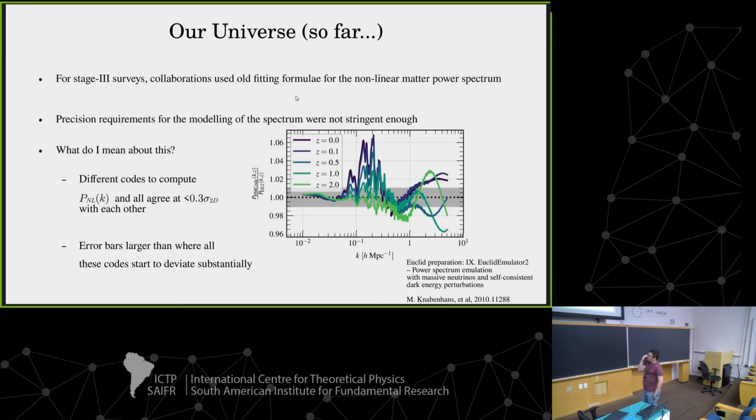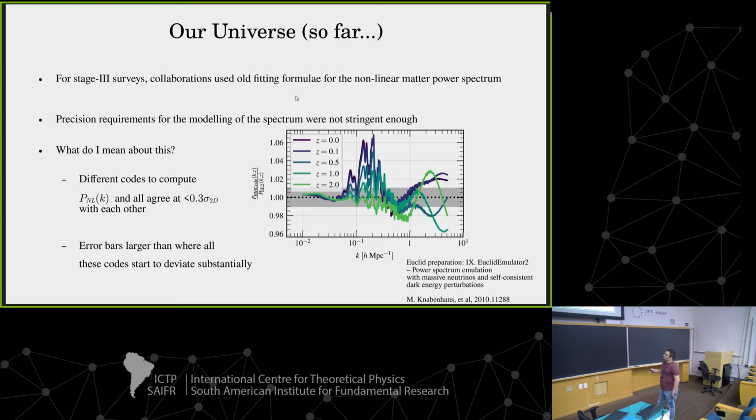And why is that? It's basically because the precision requirements for the modeling of these spectra were not as stringent as we need now. What I'm showing in this plot is the ratio between a nonlinear matter power spectrum from two prescriptions, HMcode and the Euclid Emulator 2. We can see that they have very big discrepancies at intermediate scales, around the BAO scale, and also very weird shape dependencies at small scales.